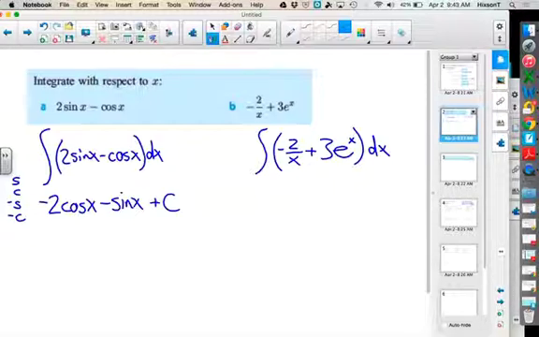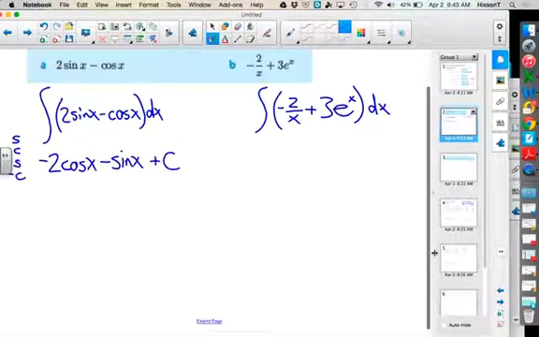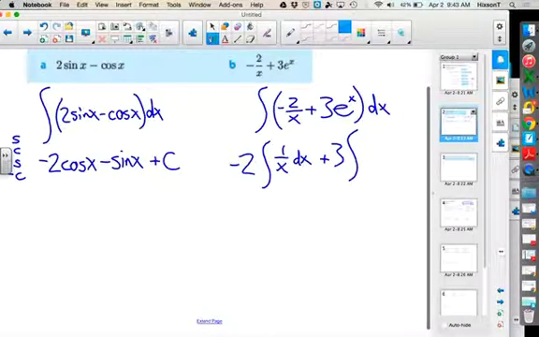Again, we're going to use those properties. Okay? And really, if you break it all the way down, I didn't do this with the previous one, if you break it all the way down using our properties, you could rewrite this whole problem as this. Negative 2 times the integral of 1 over x dx plus 3 times the integral of e to the x.